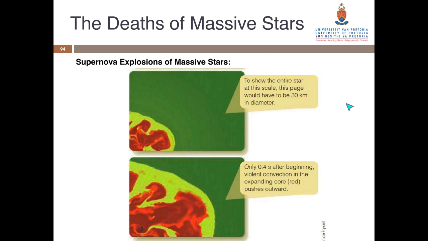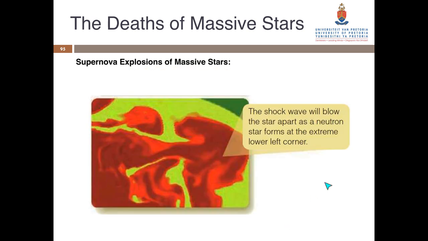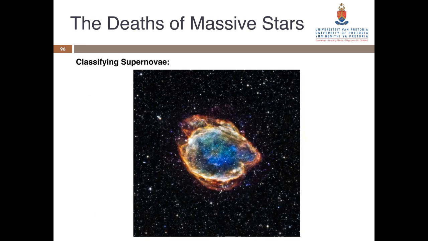Only 0.4 seconds after beginning, the violent convection in the expanding core, in red, pushes outward. The shock wave will blow the star apart as a neutron star forms in the extreme lower left corner. And here we can see how a supernova explosion looks. This is actually very pretty to see.